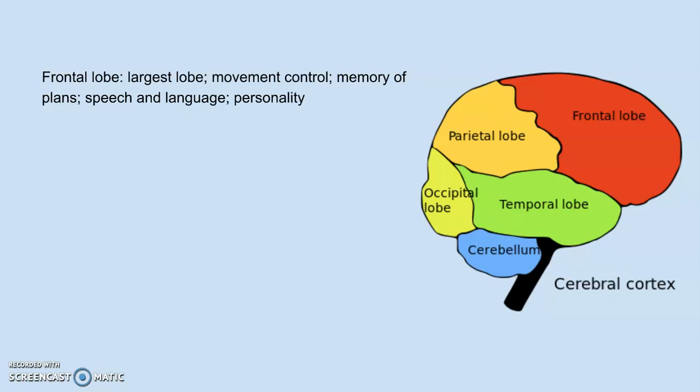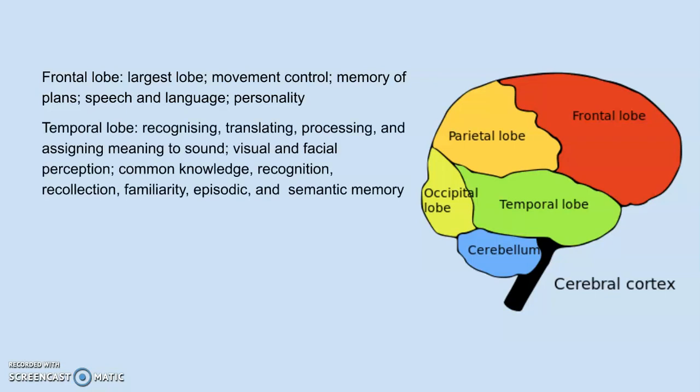Next is your temporal lobe, and this is in green. You have a coordinating lobe on the other side as well. This is responsible for recognizing, translating, processing, and assigning meaning to sound. It is responsible for visual and facial perception. It is responsible for common knowledge, recognition, and recollection, as well as familiarity, episodic, and semantic memory.